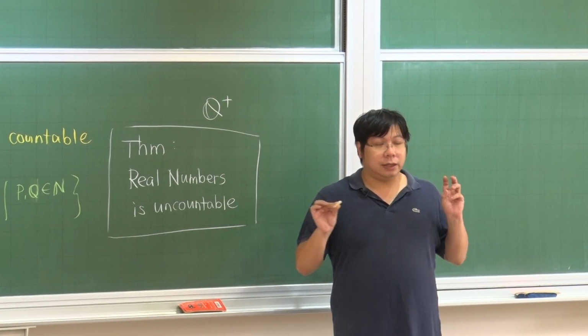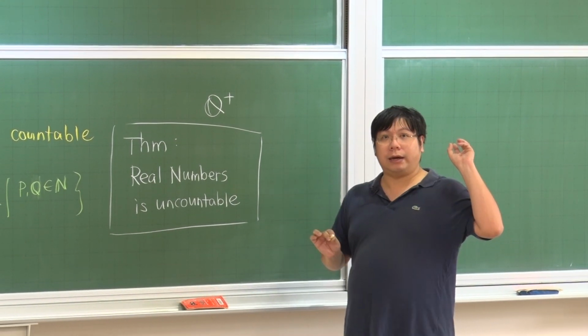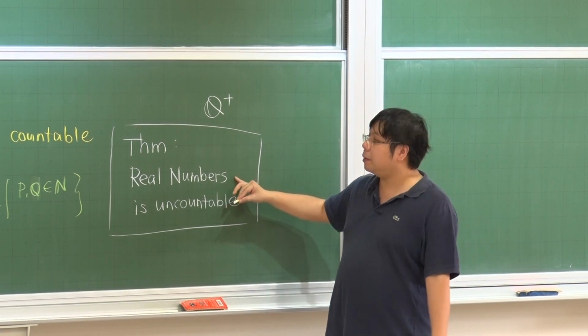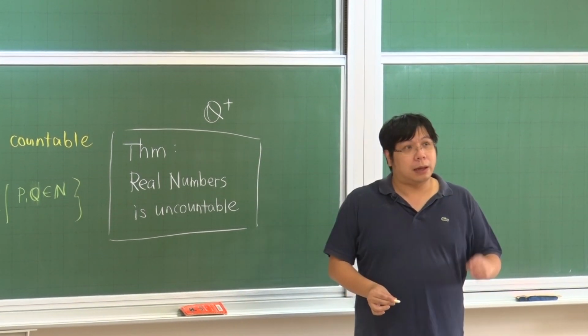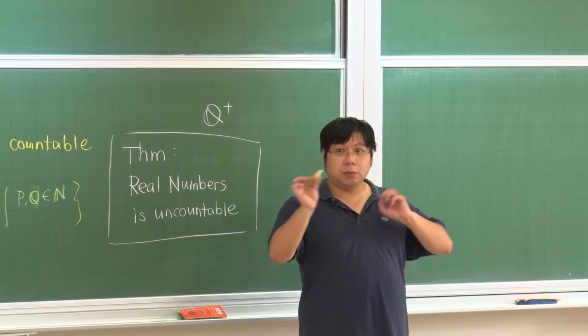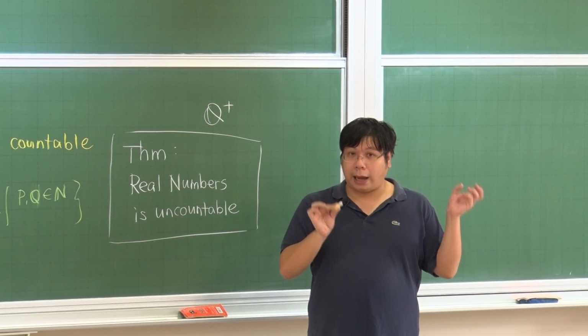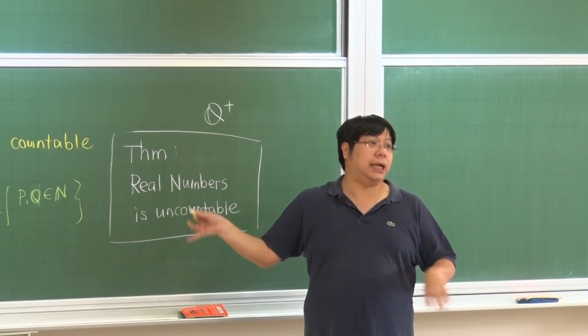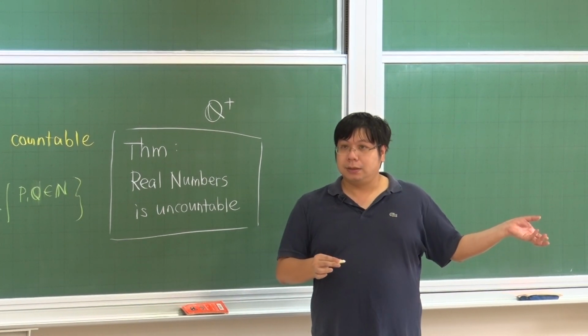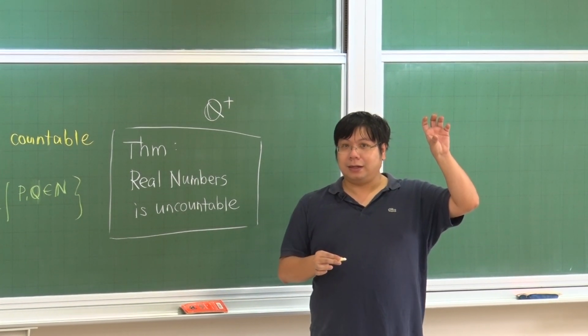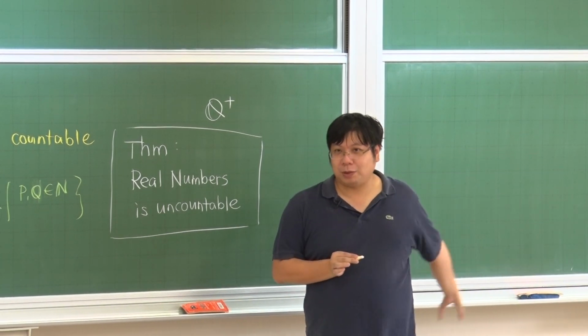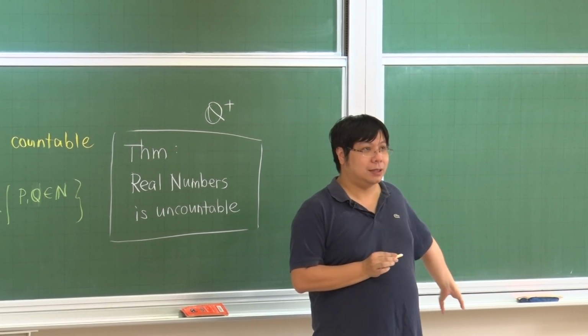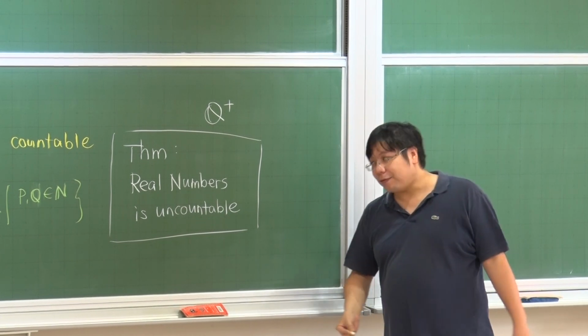You can think of it this way: if the real numbers are uncountable, what does that mean? That means you cannot establish any one-to-one correspondence between N and this set. So it must have much, much more in it than the natural numbers. So it has an infinity that is bigger than the infinity that we know. Okay, so this is something very strong.